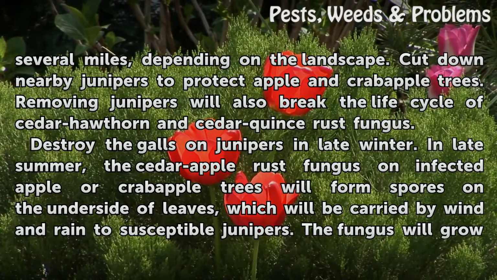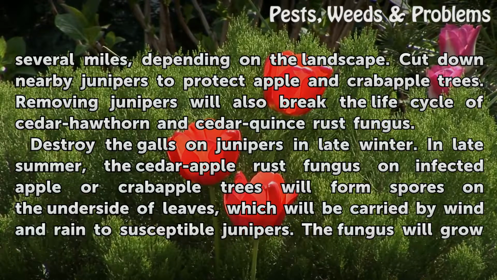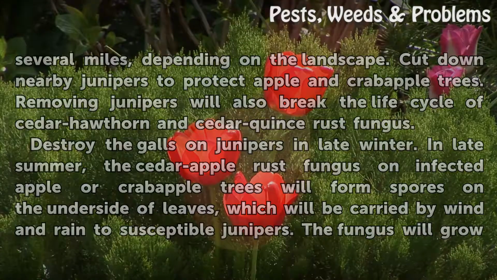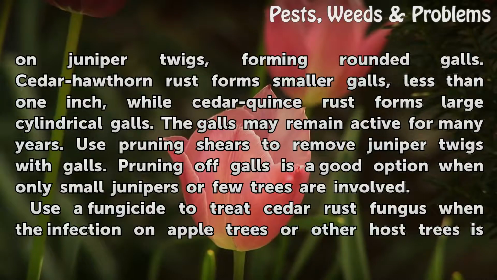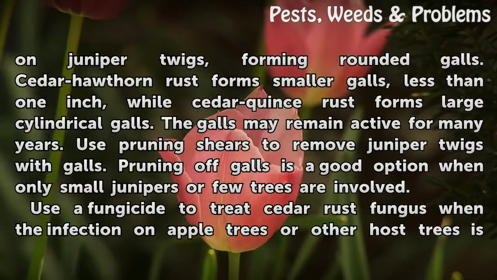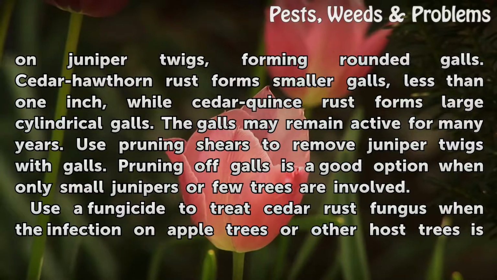In late summer, the cedar-apple rust fungus on infected apple or crab-apple trees will form spores on the underside of leaves, which will be carried by wind and rain to susceptible junipers. The fungus will grow on juniper twigs, forming rounded galls. Cedar hawthorn rust forms smaller galls, less than 1 inch, while cedar quince rust forms large cylindrical galls. The galls may remain active for many years.